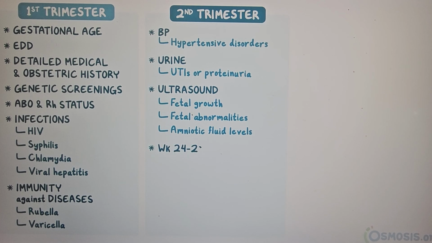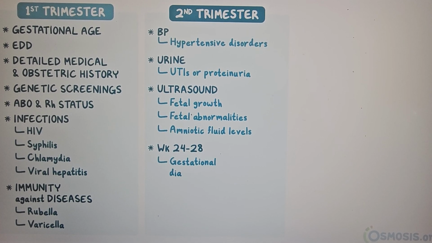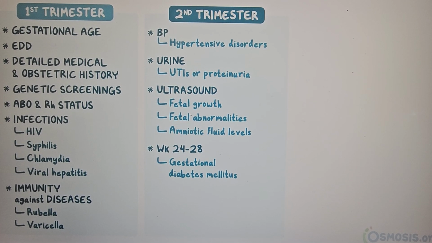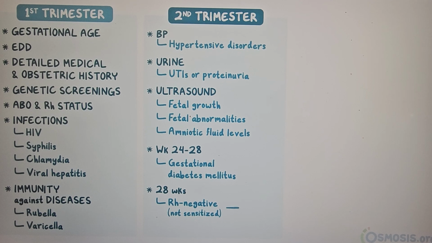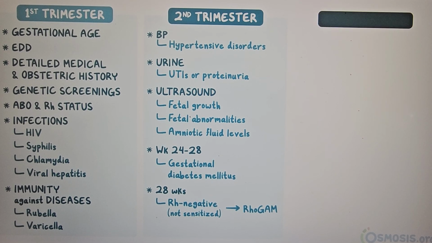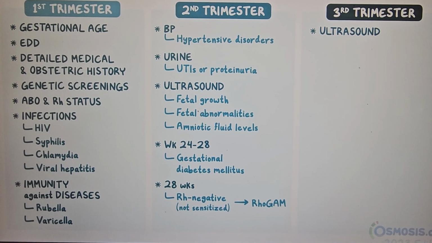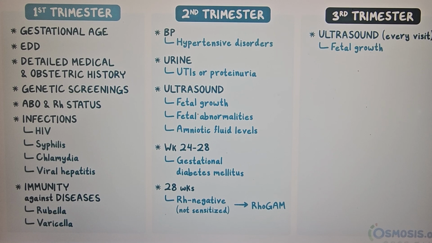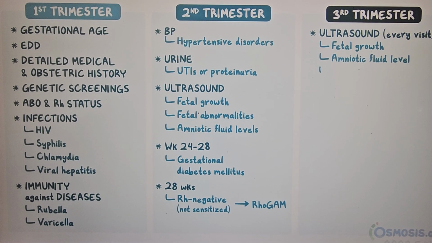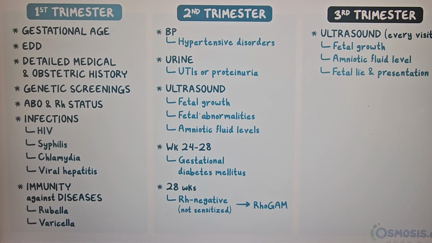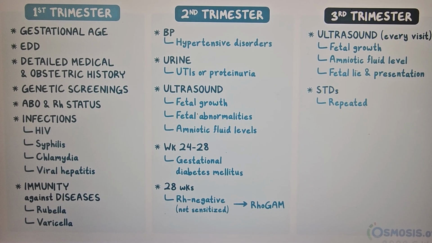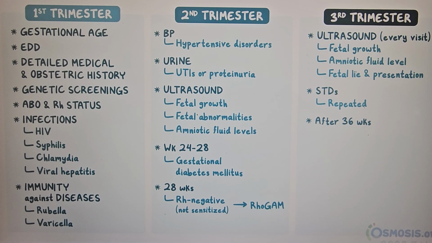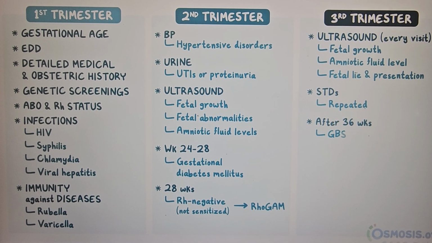Between weeks 24 and 28, screening for gestational diabetes mellitus is typically performed. Additionally, at 28 weeks, Rh-negative clients who have not been sensitized are given anti-Rh immune globulin, or RhoGAM. In the third trimester, an ultrasound is performed at each prenatal visit to assess fetal growth and amniotic fluid level, as well as fetal lie and presentation. Screening for sexually transmitted diseases is often repeated at this time, and after 36 weeks, evaluation for Group B streptococcus, or GBS, is done.